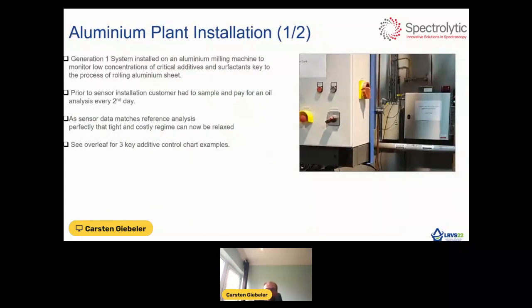Another installation is in an aluminium plant, which you can see here. For the aluminium plant, it's very important to ensure that the product they make is nice and shiny and has no blotches. For this, they use a number of additives to achieve this. But these additives get used up during the production, and it's important to monitor this. This is quite a lot of effort, as it requires a lot of sample taking and analysis.